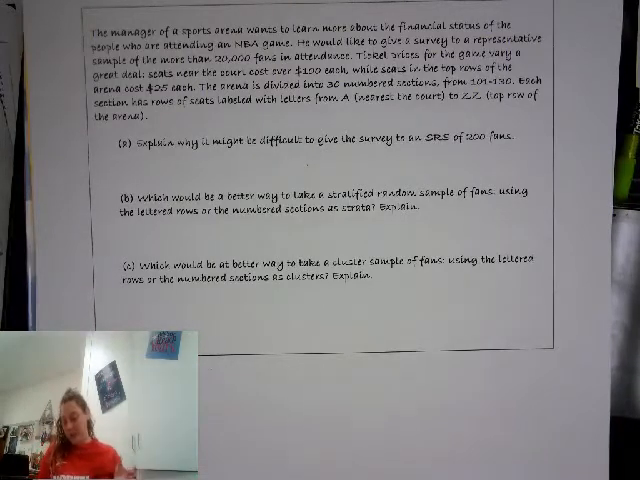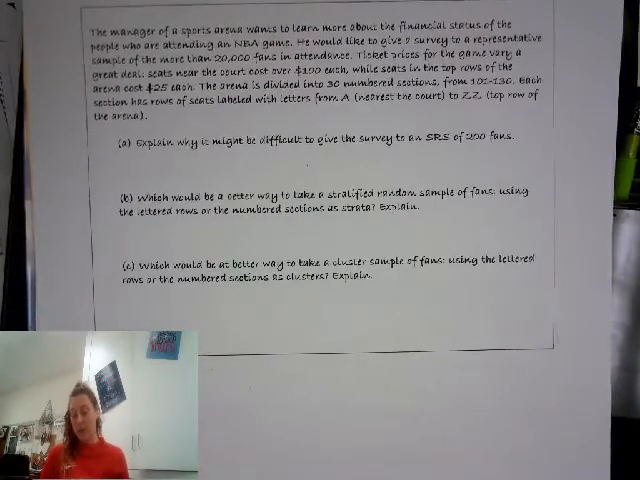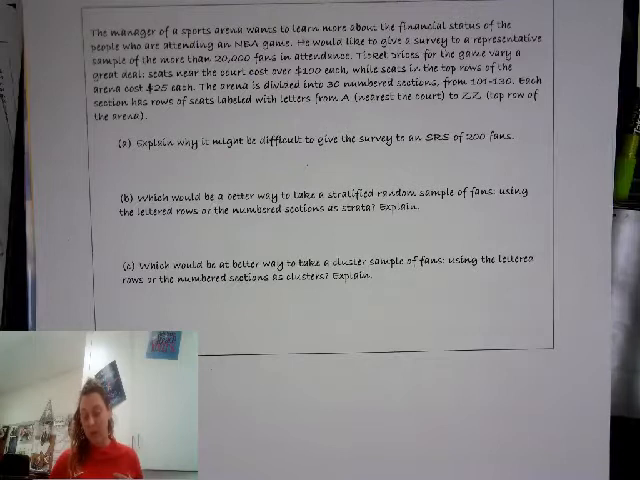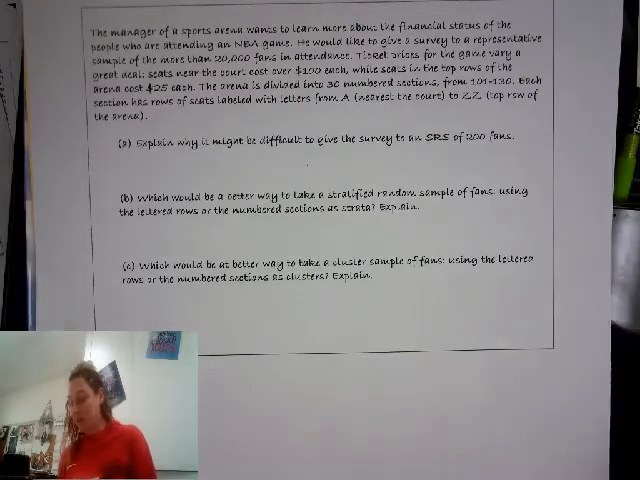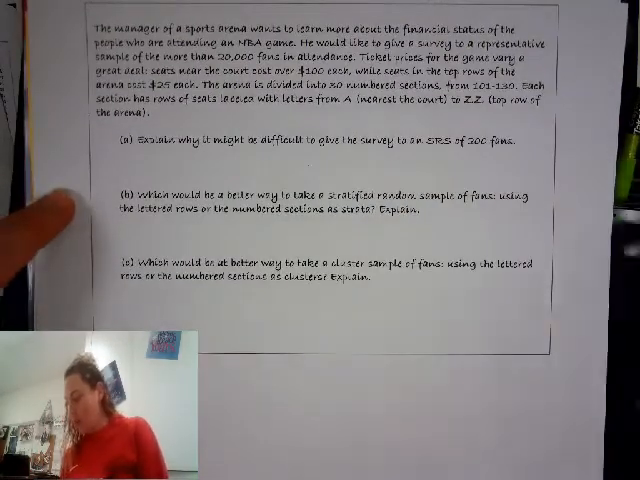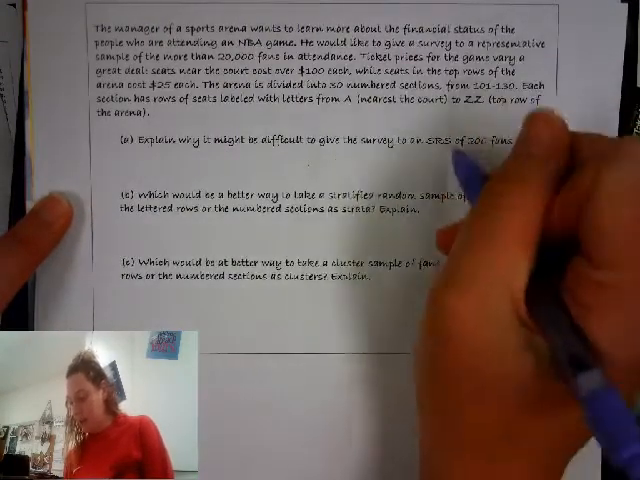The arena is divided into 30 numbered sections from 101 to 130. Each section has a row of seats labeled with letters from A, that's closest to the court, to double Z, the top row of the arena. So first of all, explain why it might be difficult to give the survey to an SRS of 200 fans. So remember, SRS means simple random sample. So they just randomly pick 200 people from the 20,000.